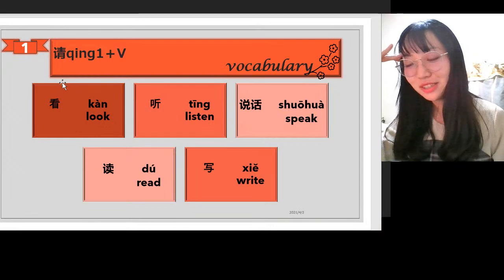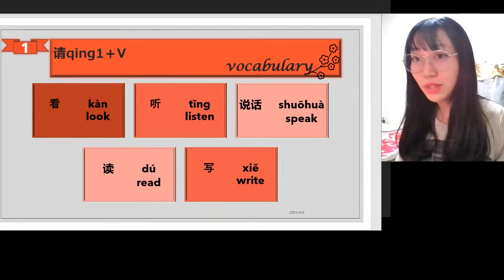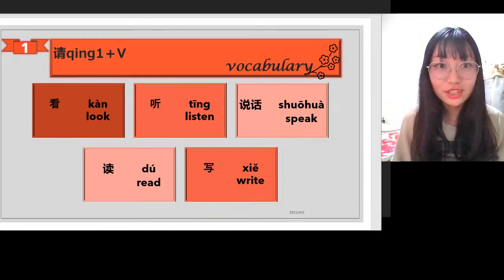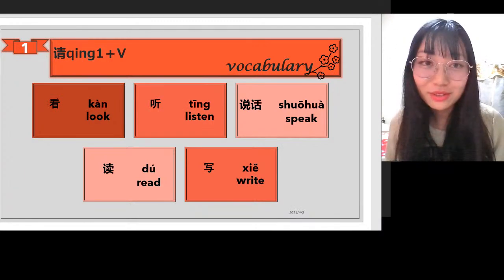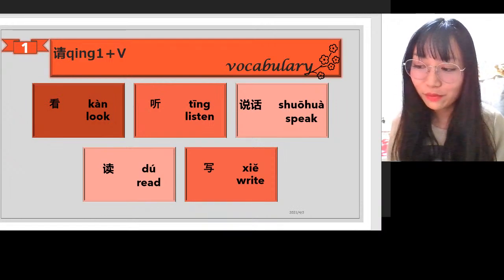请看 is the correct answer because it's kind of like English. Please do something. So basically you have to put the please in front.